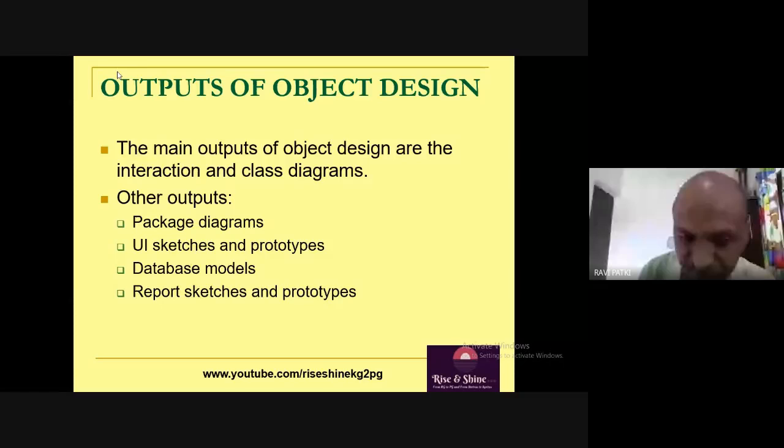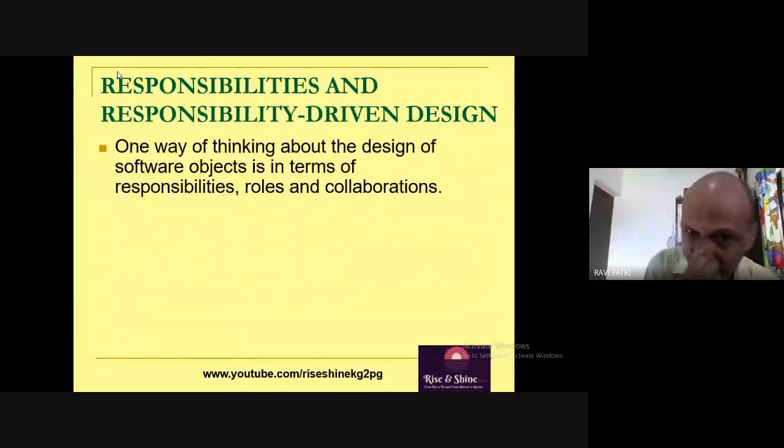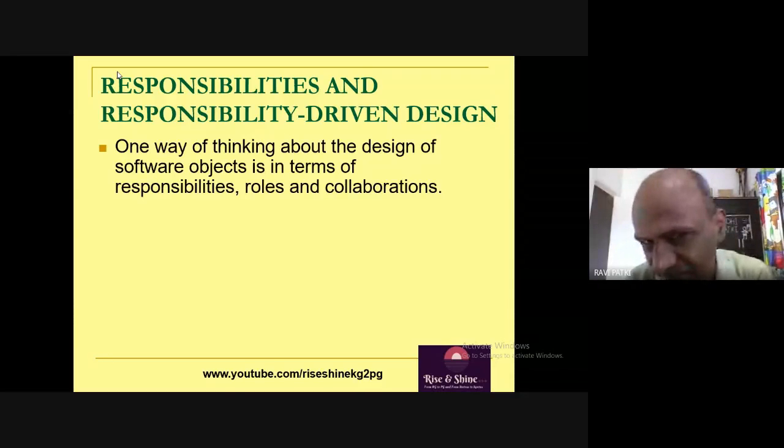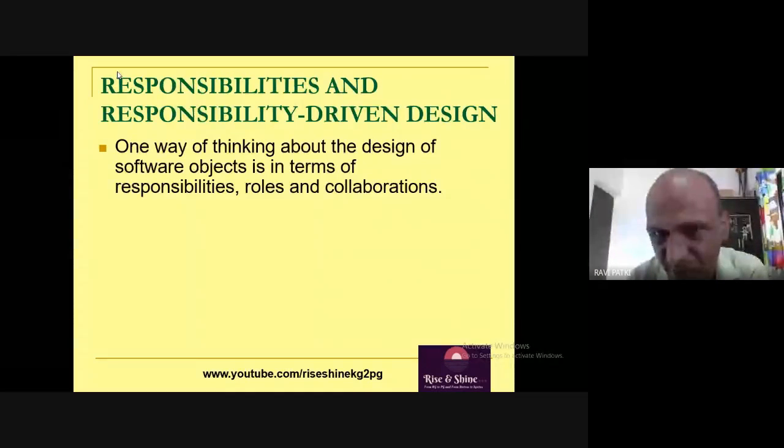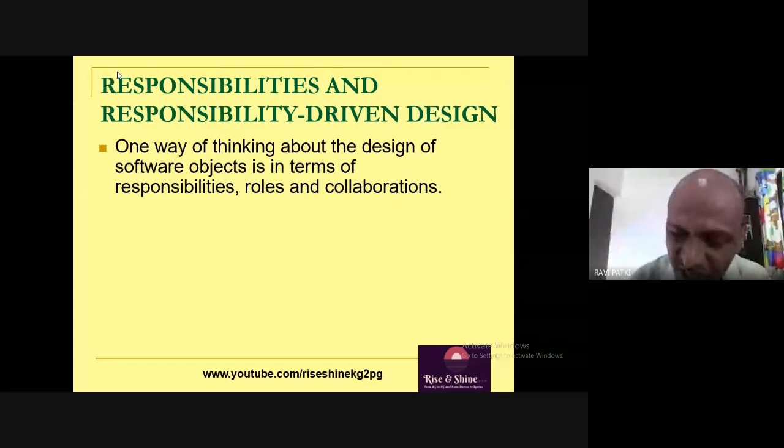Okay. So one way of thinking about design of software object is in terms of responsibility, roles, and collaboration. So you design the classes in this way. What is the role of that class in my software? Yes, this is the role. Okay, what are the responsibilities I can assign to this class? Yes, these are the responsibilities I can assign.